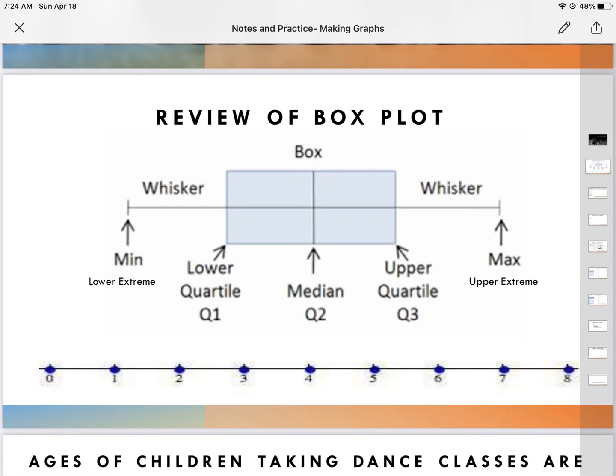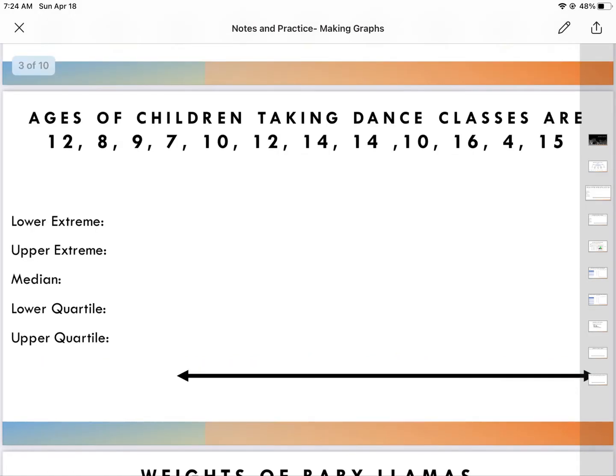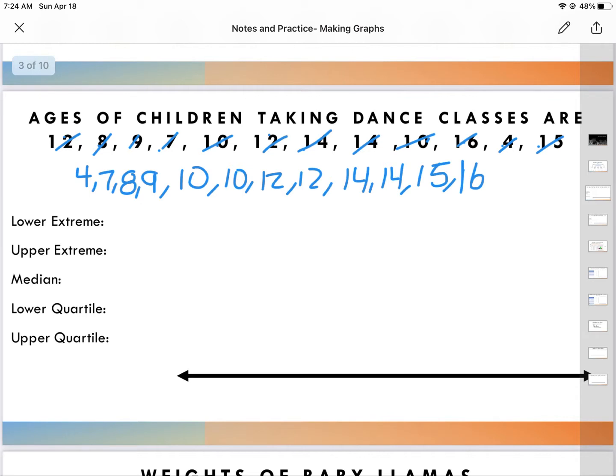If I were to look at this box plot and I wanted to identify the median, I would look at where that median falls on the number line. Okay? How to actually create one. We're going to put our numbers in order from least to greatest, and that should look like this. There were 12 numbers, so go ahead and check yours against mine.